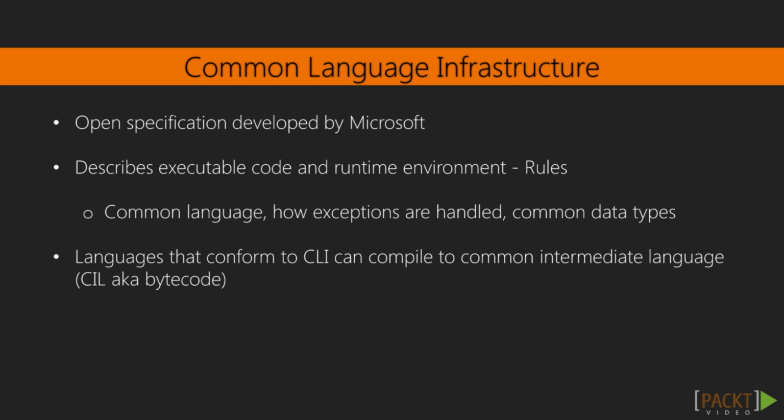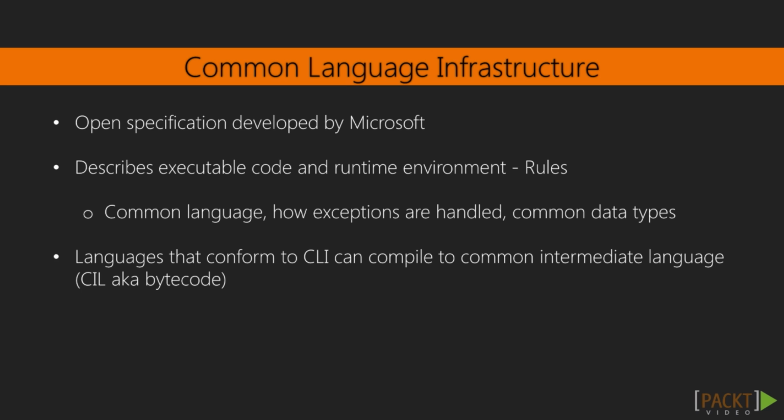So if we're going to be able to have the flexibility to code in either Visual Basic or C# or C++, all those languages need to follow certain rules. And that's exactly what the CLI specifies, such as making sure that there's going to be a common language that they're all going to be translated into, making sure that they all handle exceptions the same way, making sure that any of those languages have common data types.